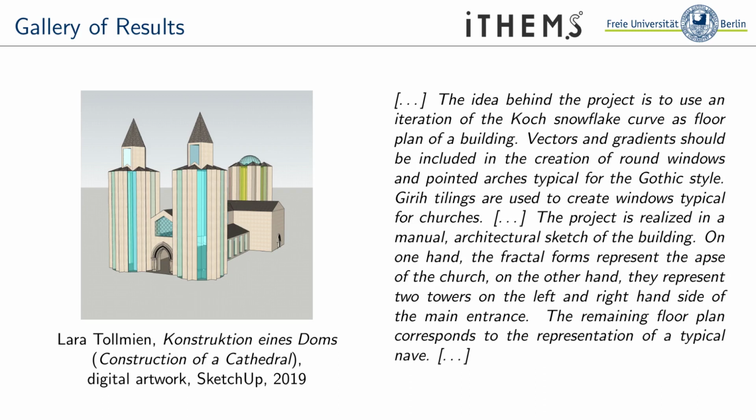On one hand, the fractal forms represent the apse of the church. On the other hand, they represent two towers on the left and right-hand side of the main entrance. The remaining floor plan corresponds to the representation of a typical nave.